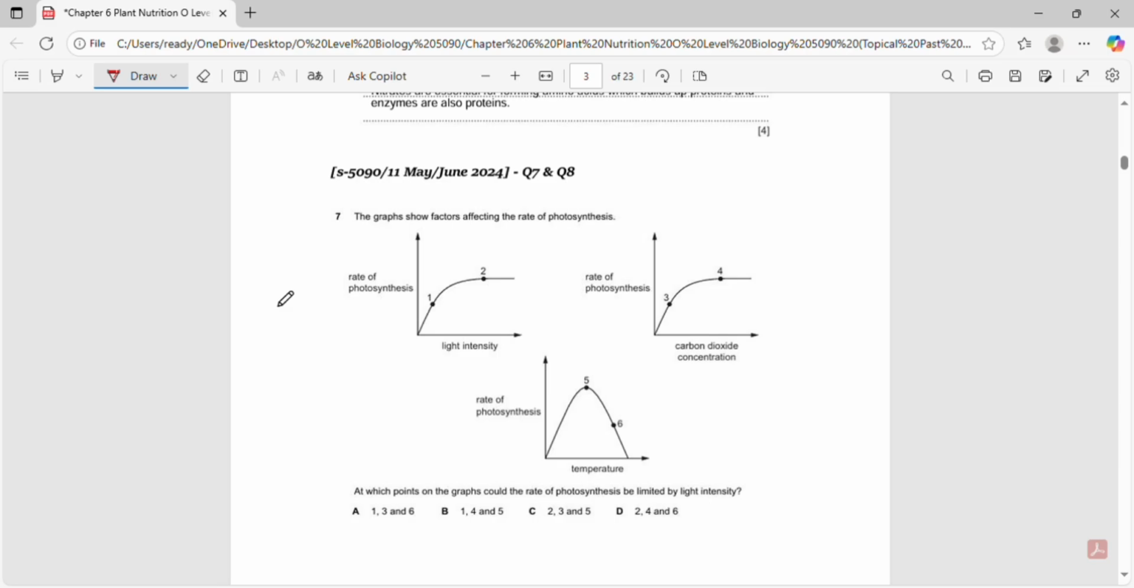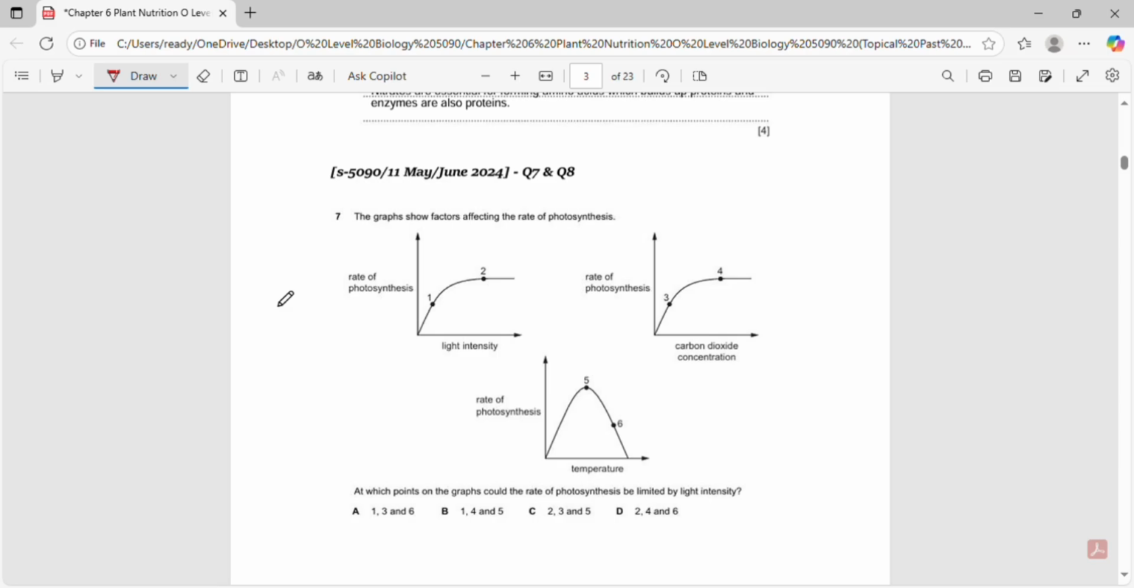Next is the third graph, which shows how temperature affects the rate of photosynthesis. This graph has a bell-shaped curve. Point 5 is right at the top, meaning the temperature is at its optimum. When the temperature is ideal, but the rate of photosynthesis is not increasing any further, we can assume that some other factor is now limiting, and one possibility is light intensity. Then we come to point 6, which is on the falling side of the curve. This means the temperature is too high, and the enzymes involved in photosynthesis are starting to get damaged. So the limiting factor here is clearly temperature, not light.